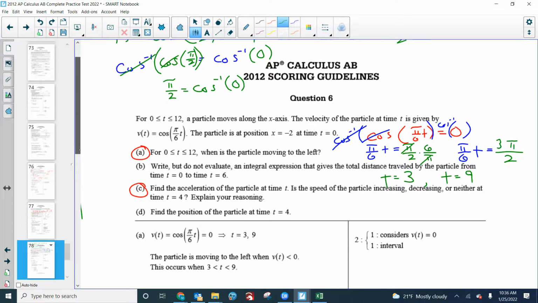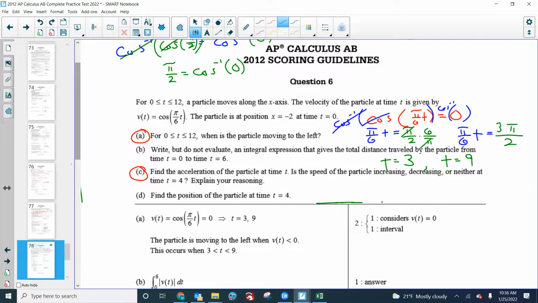So we have a number line. We have 3. We have 9. We have endpoints that were given of 0 and 12. We're going to test before 3, between 3 and 9, and then between 9 and 12. Those are going to be our test points. What are we looking for? When V of t is negative, because then the particle will be moving left. Make sense? Go ahead, test a few points.